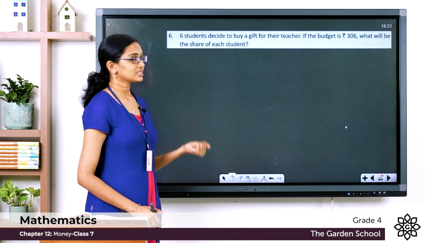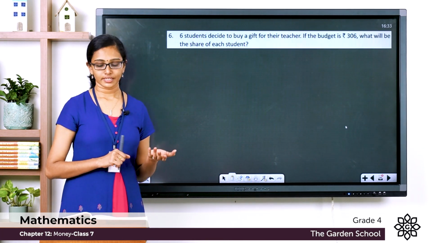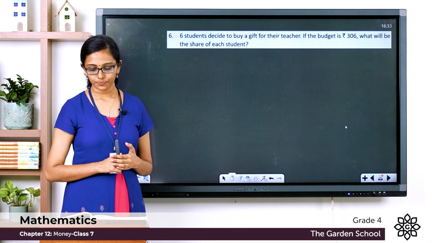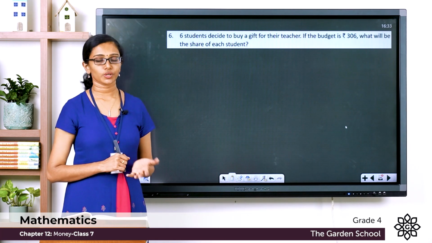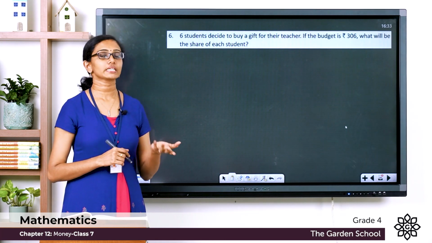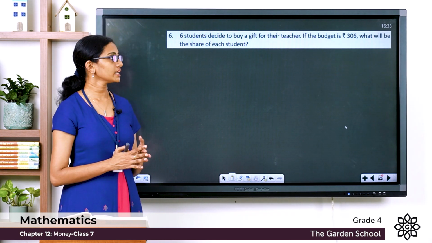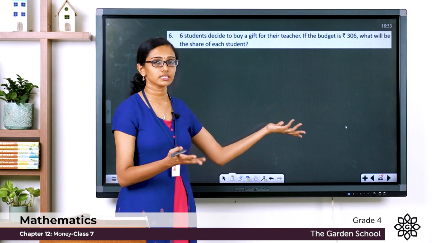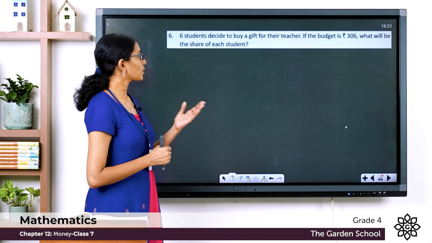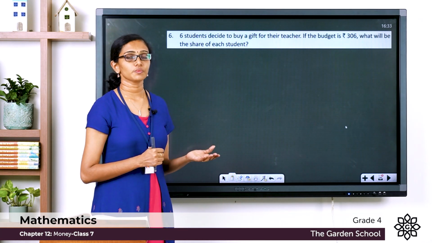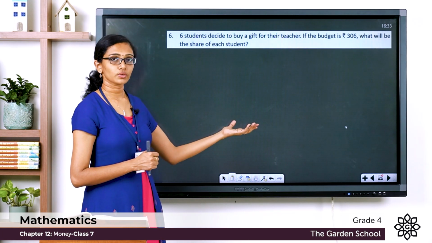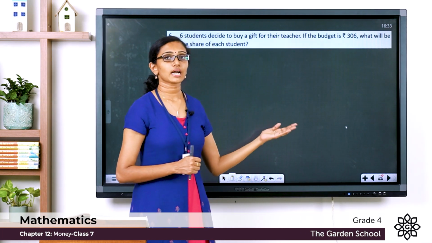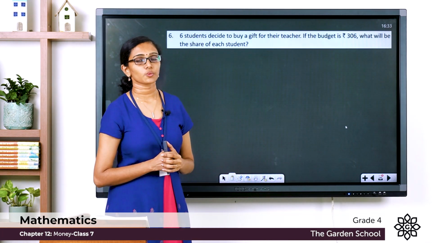Now the next one, sixth question. 6 students decide to buy a gift for their teacher. If the budget is 306 rupee, what will be the share of each student? So what is mentioned? The students are going to buy a gift for their teacher at a budget of 306 rupee, which means they need 306 rupee to buy this gift. And you have to find out the share of each student, which means the amount of money that each student should give to collect a total of 306 rupee.